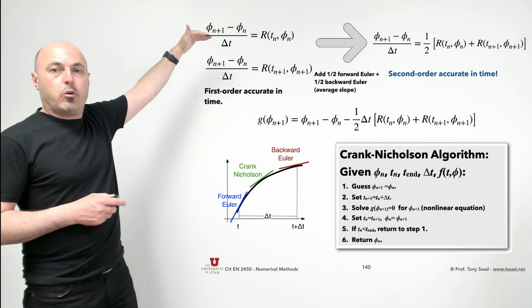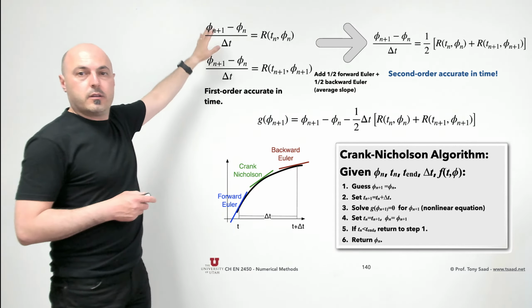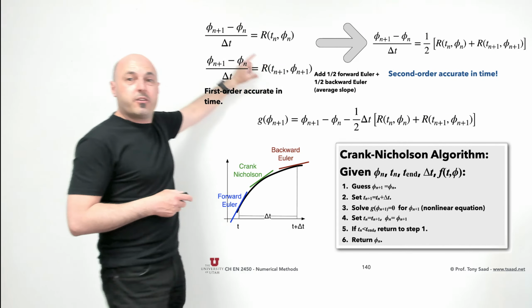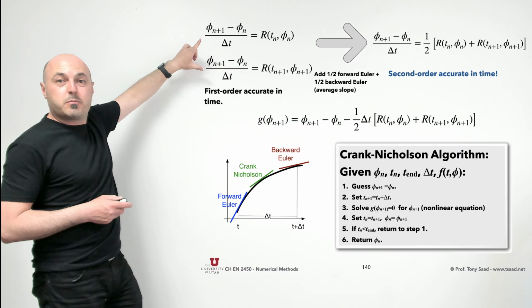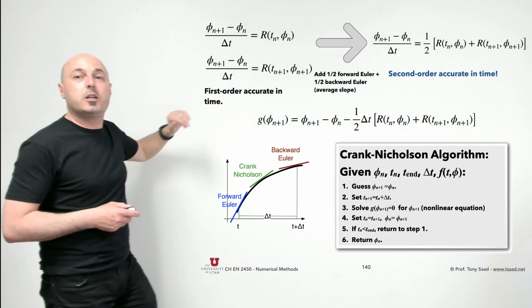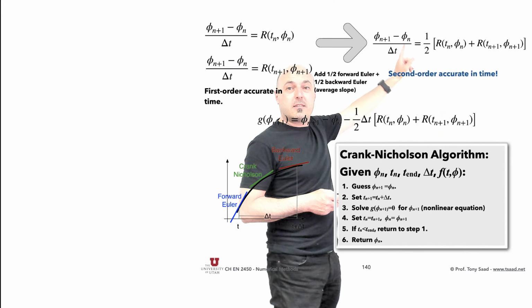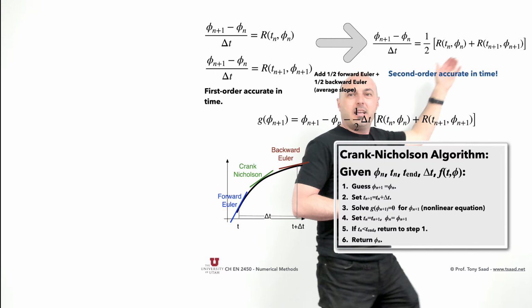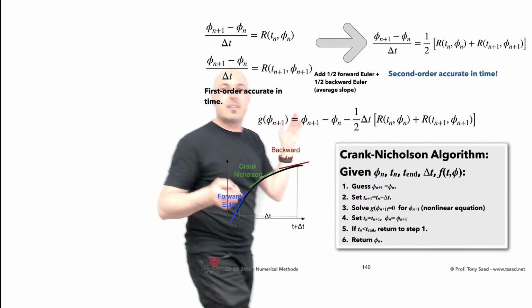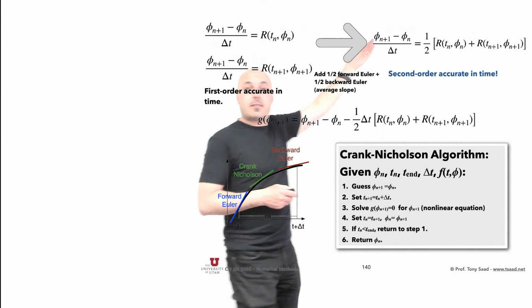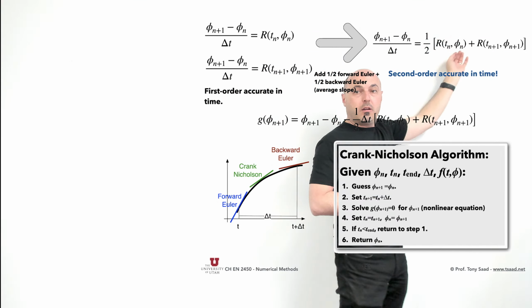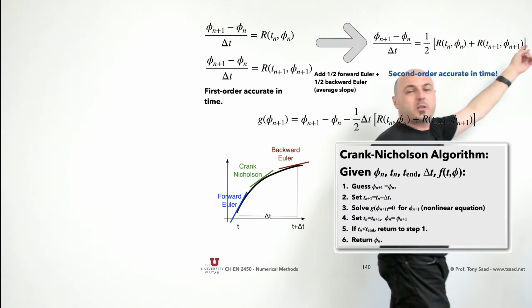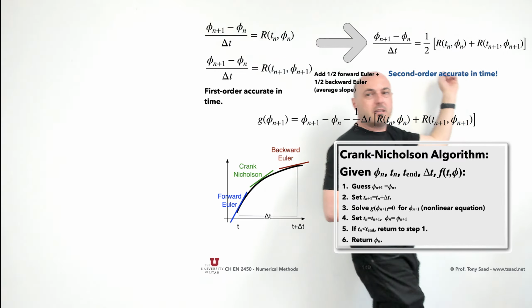So this is the forward Euler method, this is the backward Euler method. Look, the left-hand side looks the same, but the right-hand sides are different. What the Crank-Nicolson method does is add them up together and divide by 2. So the left-hand side remains unchanged, but on the right-hand side you're combining something from the past and something from the future, and you're weighing it in half. This is still a nonlinear equation in general, because although you know R of phi n, t n, you don't know R of phi n plus 1, t n plus 1, and that's what makes it nonlinear.